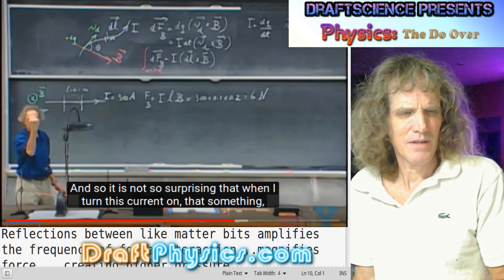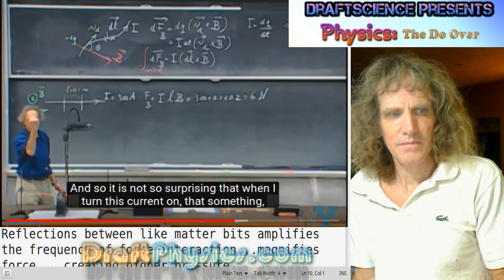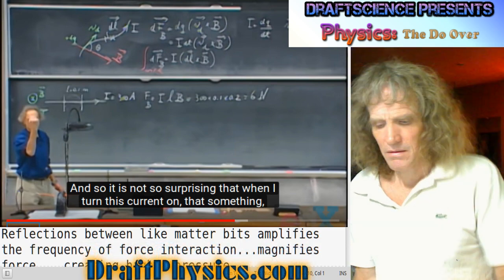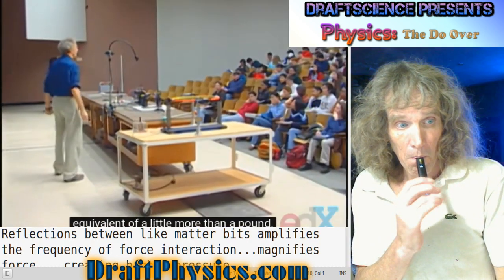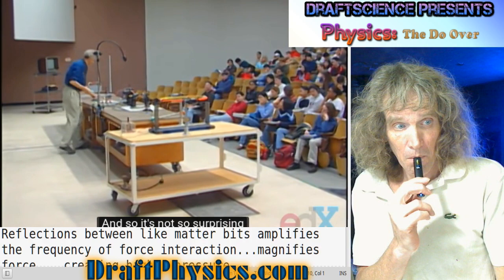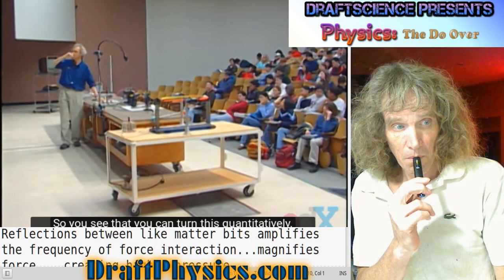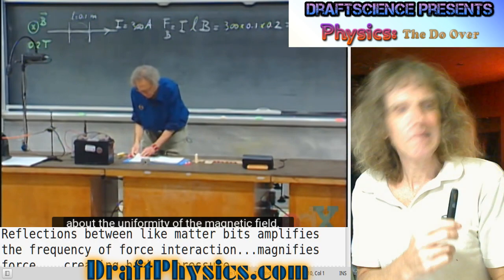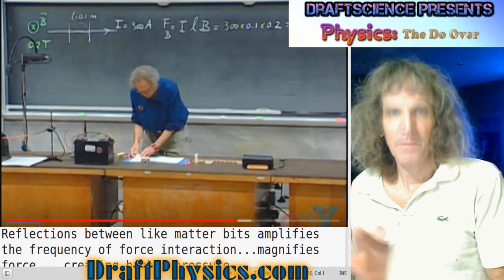Anyway, do I have to say anything about this? I don't think I'm just saying he's doing an approximation, and sure, why not? I could probably make up some sort of bibble-babble about how to estimate the force. That something all of a sudden pulls that wire down with a weight that is equivalent of a little more than a pound, almost a pound and a half actually. And so it's not so surprising that these supports fell over. So you see that you can turn this quantitatively, provided that you make some simplifying assumptions about the uniformity of the magnetic field and about where the magnetic field is present. Right, so a Newton is like 4 ounces, just to be safe.